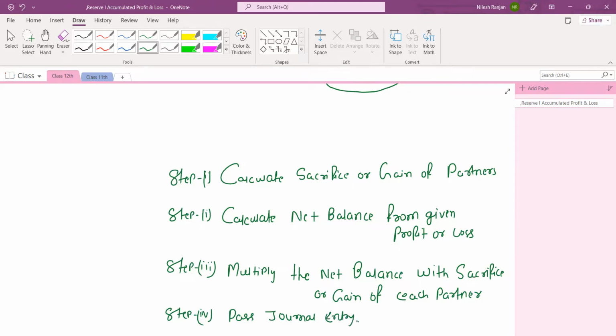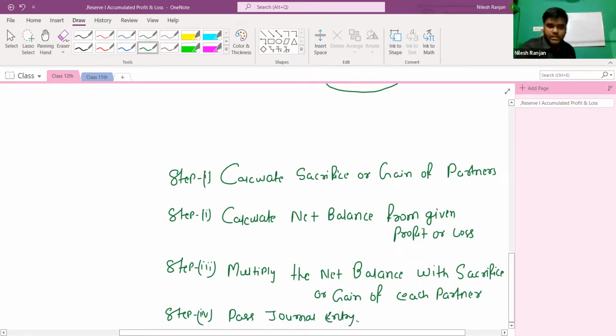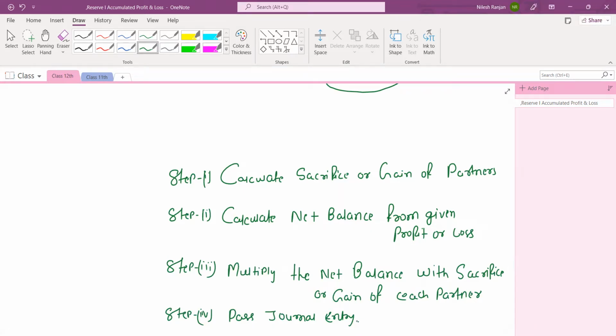So if you want to write the steps, yes, you need to write the steps. These are the steps for case 2. In case 1, we have to distribute the profit or loss, whatever is given in the question, in the old ratio. Just distribute in the old ratio.